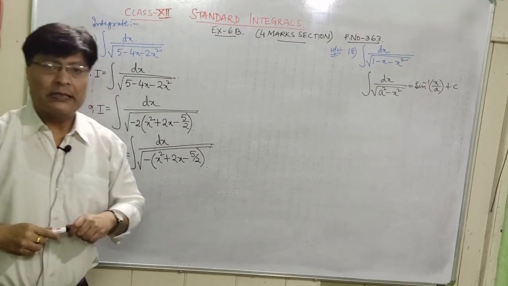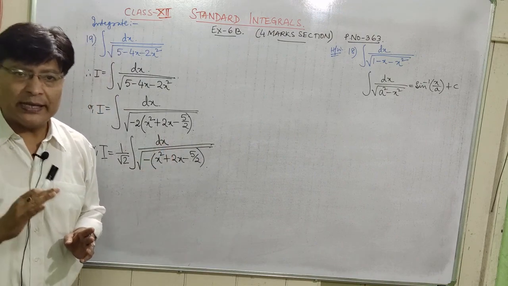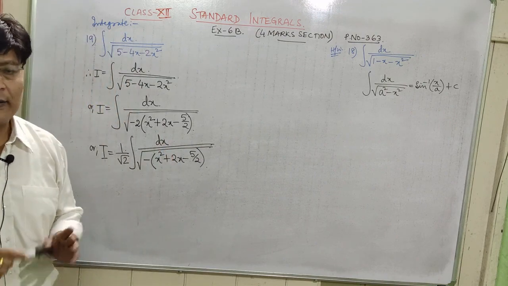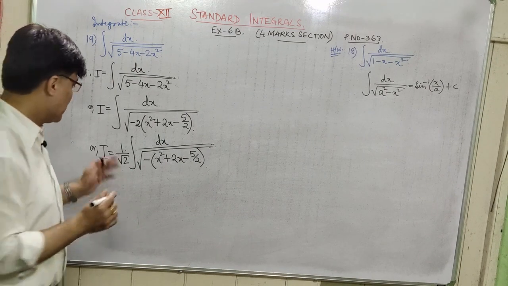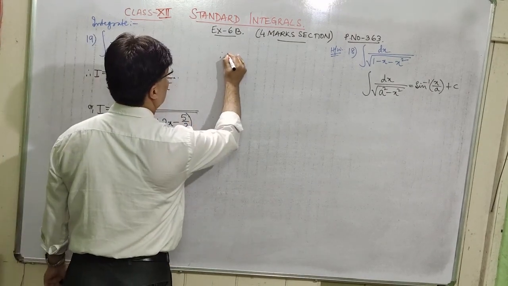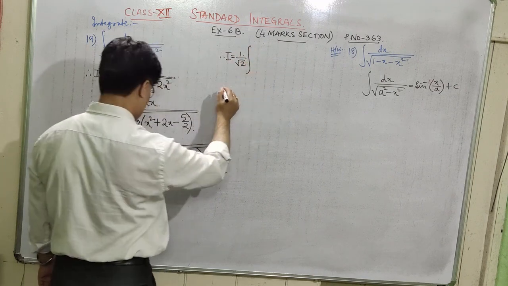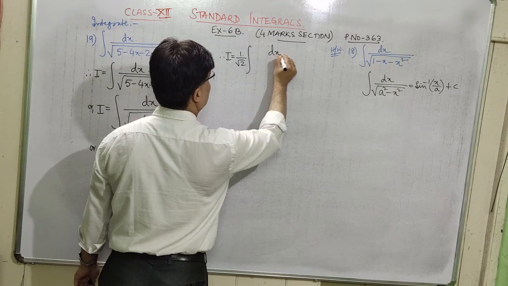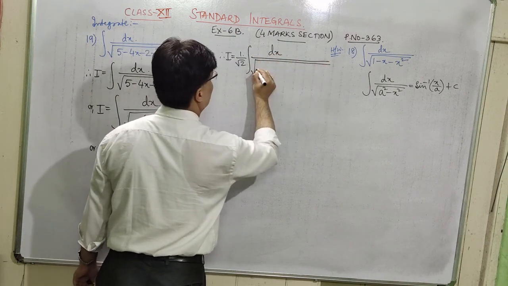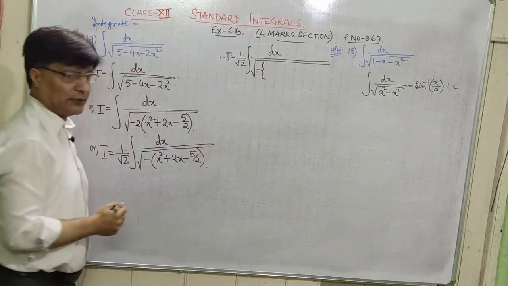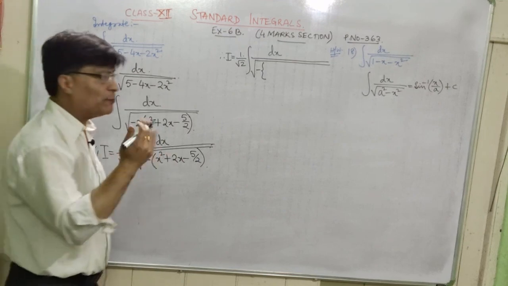Is that clear? Now you can convert this x square plus 2x in the form of a square plus 2ab plus b square as we have done in the previous problem. Is that clear? So let us convert it. So I is equal to 1 by root 2 integration of dx divided by square root, within second bracket minus, x square plus 2x, a square plus 2ab plus b whole square.